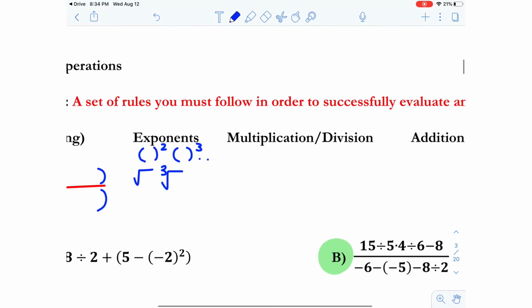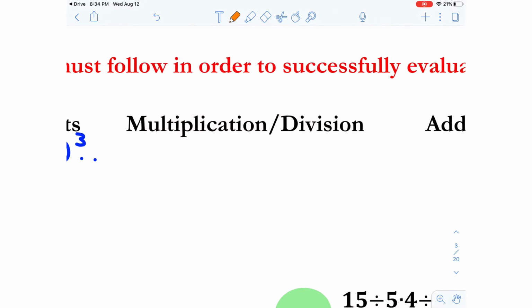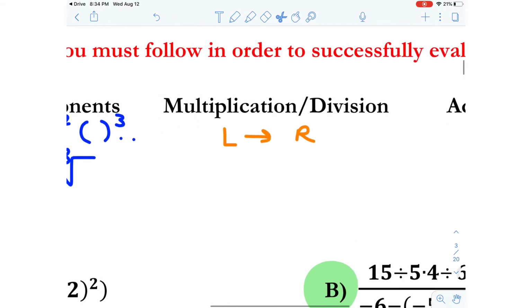We talked about exponents. Multiplication and division, FYI, these can be swapped. You gotta go left to right for this. Okay, and I'm gonna have an example of that in just a second here. Why can it be swapped? I want you guys to think about this. It's trippy. Here we go.